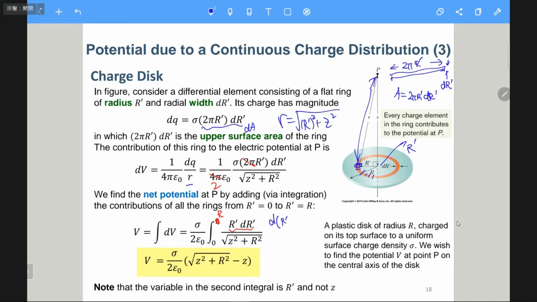dr prime squared will be nothing but this one, and we can also add a constant to it, because z is a constant to r prime. So we add a constant here. We just take the derivative of a constant, which will be 0. So it doesn't really matter.